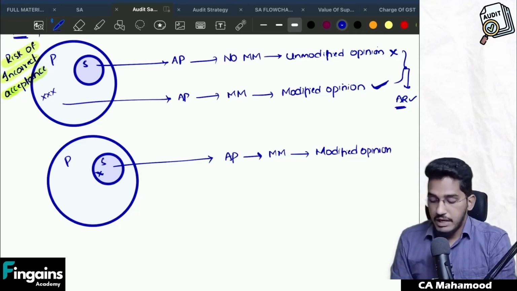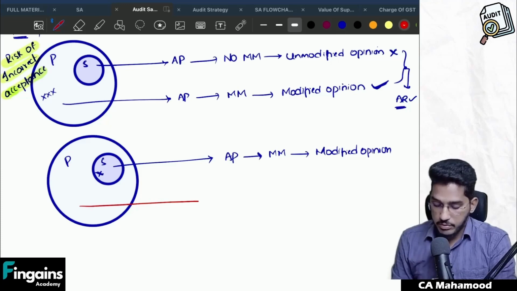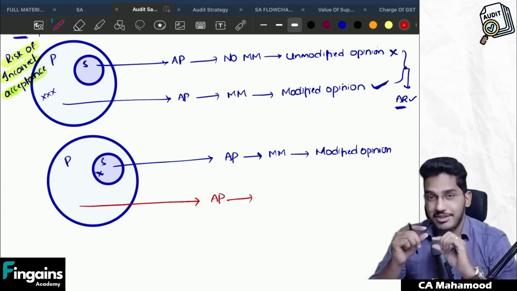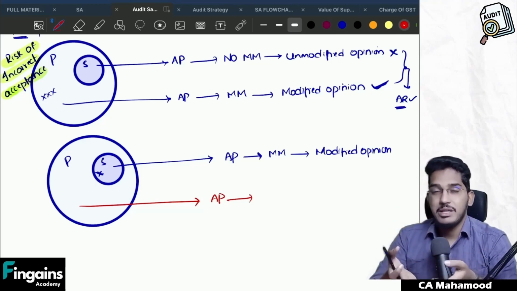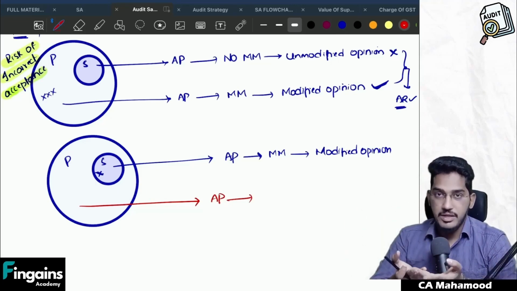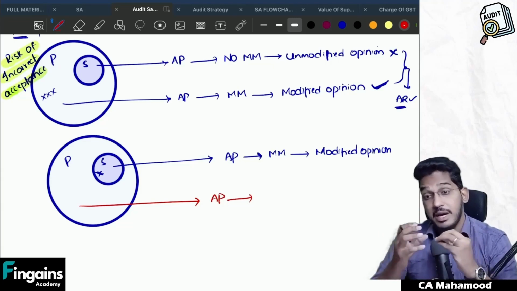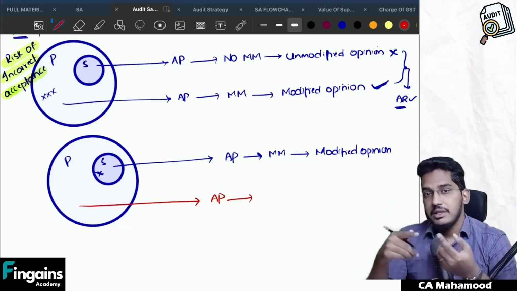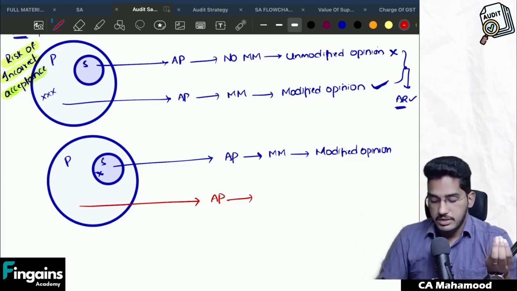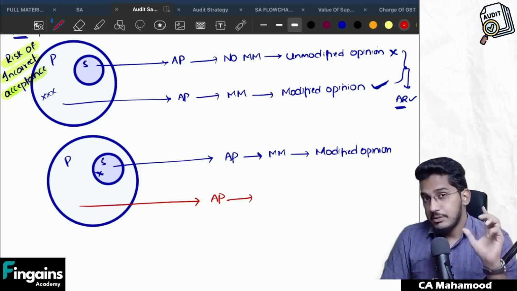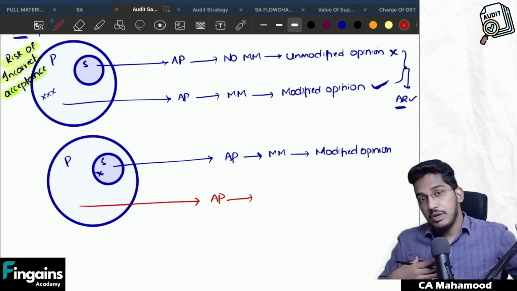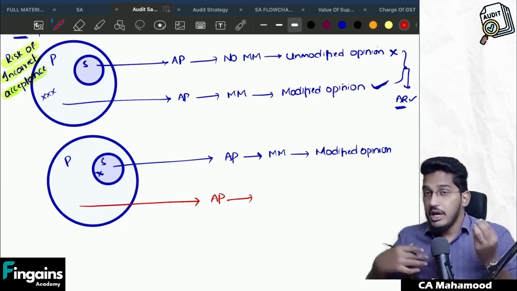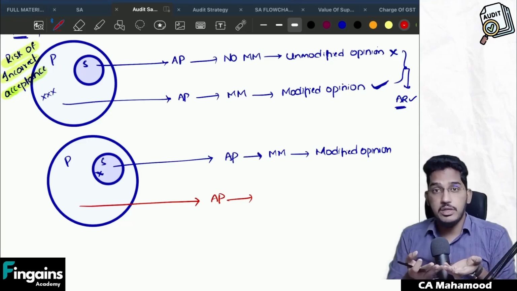But if you had performed audit procedures on the entire population, you would have concluded that, boss, whatever misstatement I found in the sample, that is the only misstatement in the entire financial statements. From the sample perspective, that misstatement might look very big. But when I look at it from the entire financial statements perspective, that misstatement is very, very small. I thought in my sample 1 crore of misstatement is there in Reliance. I thought if in my sample only 1 crore of misstatement is there, there might be 100 crores of misstatement in the entire population.